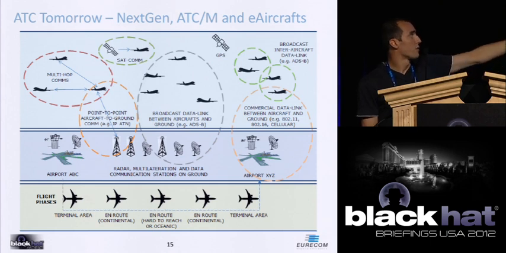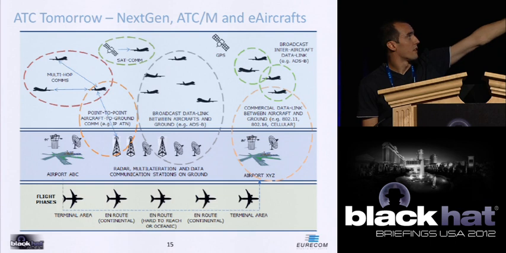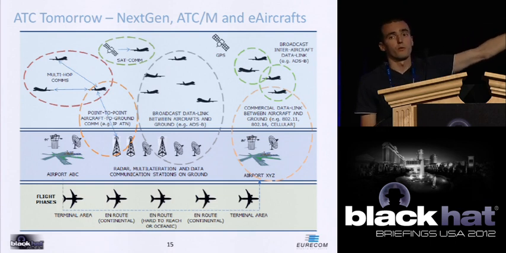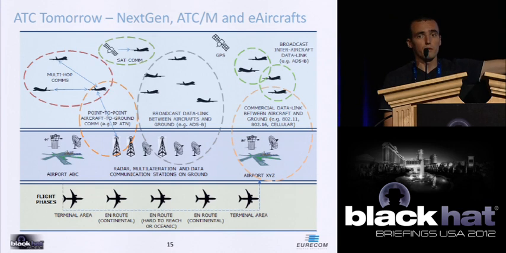So the interesting part which we care about is the middle one, where it says broadcast data link between aircraft and ground, for example ADS-B. Basically, this is where some of the airplane to ground communication happens, and on top right there are green circles, broadcast inter-aircraft. So basically, aircraft can also communicate not only by voice, but with some data links between them.